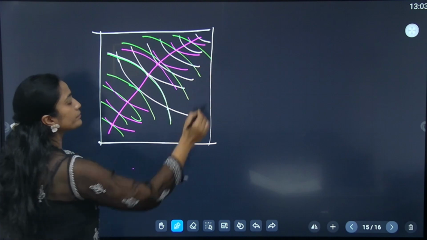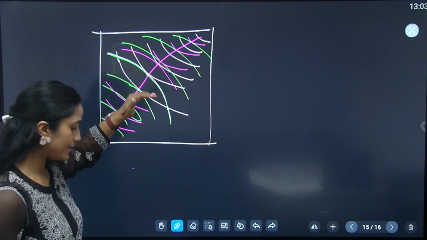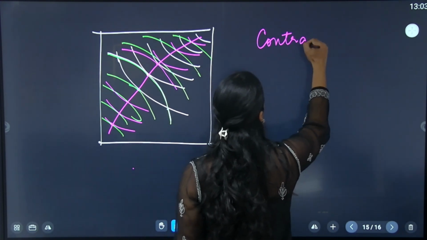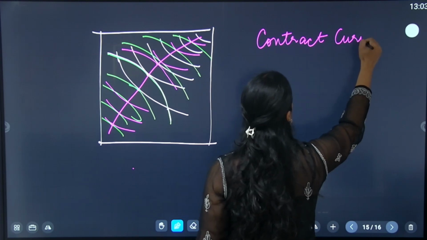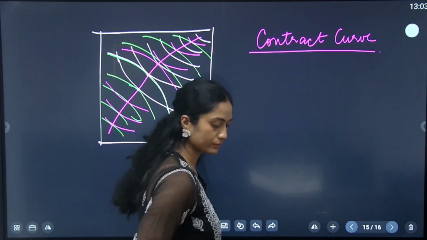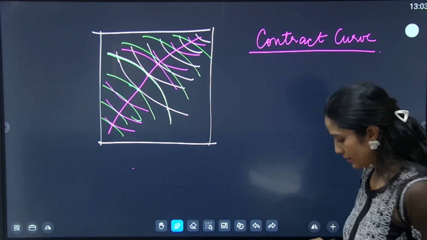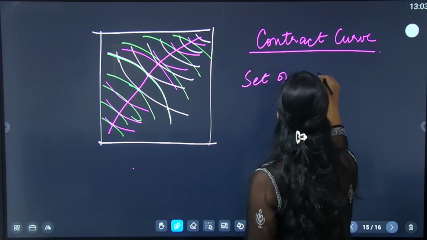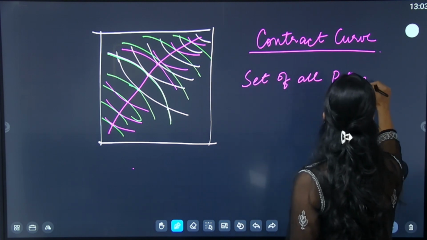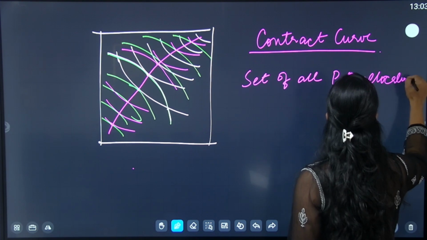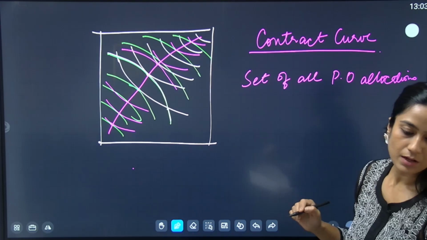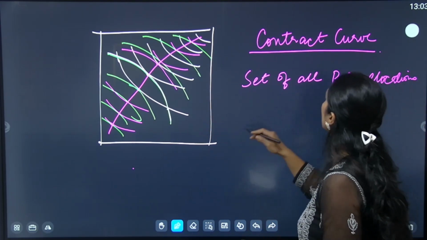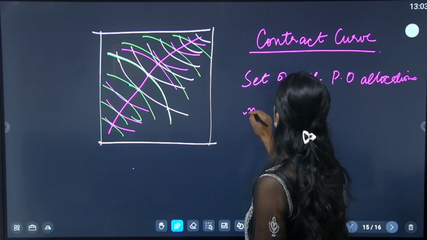Something like this. And this line is then what is called the contract curve. So the contract curve is the set of all Pareto optimal allocations. All right. And of course, it is defined for the Edgeworth box. So set of all Pareto optimal allocations in the Edgeworth box.